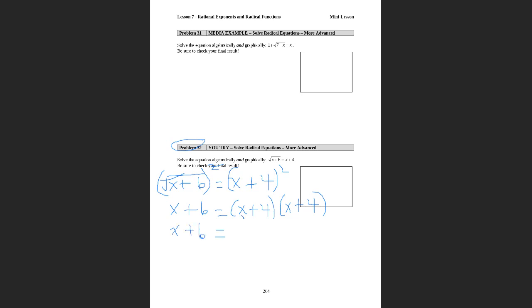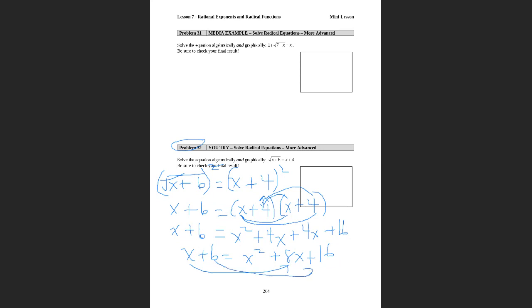Now I pick my x, I multiply it by that, I multiply it by that after I do the same thing to this 4. So x squared plus 4x. Now what about the 4? I multiply it by this, I multiply it by that, plus 4x plus 16. So I'm going to have x squared plus 8x plus 16, x plus 6. Now I've got to move these across. When I move them across, I'm going to have 0 equals x squared plus 8x.